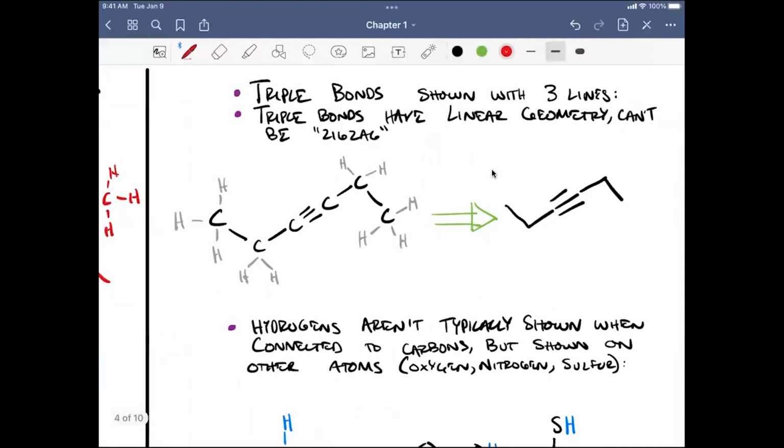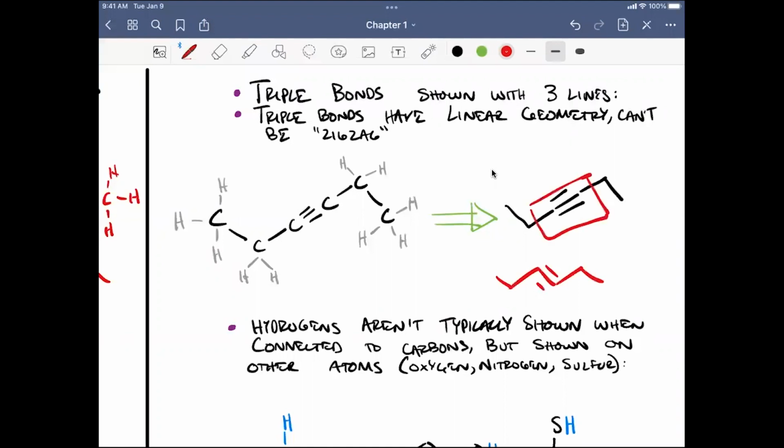A thing to note here, we talked about zigzags with the single bonds of carbons, but since triple bonds have a linear geometry, you can't really zigzag with them. They have to be shown in a linear fashion, as it's shown right here. It doesn't just go like this. You can see it kind of stops and is just linear right here.